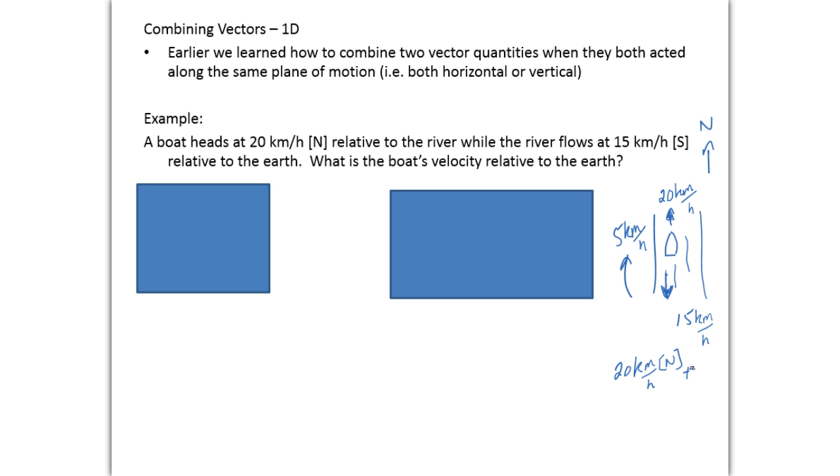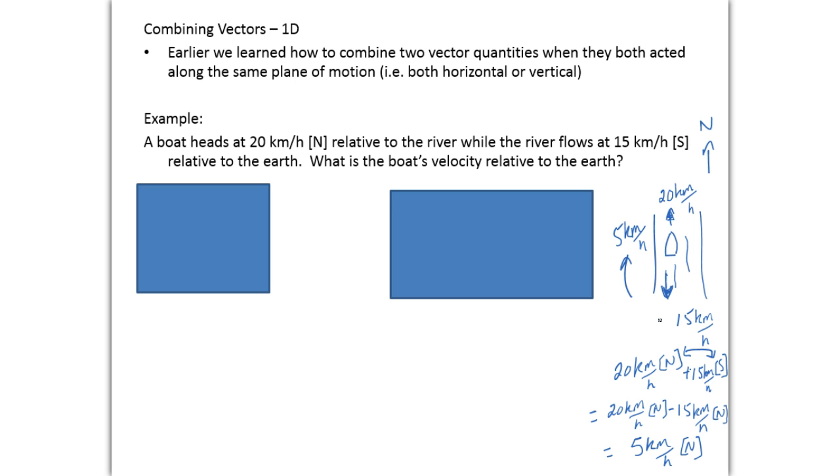If we went to add these, the river's moving 15 kilometers per hour south, so you would need the directions to be the same. So we'll say 20 kilometers per hour north. We won't change that one. But this one has to get changed to north. And if you're going to change it to north, then it's no longer a positive 15, it's a negative 15. And after you do the addition, it's 5 kilometers per hour north.